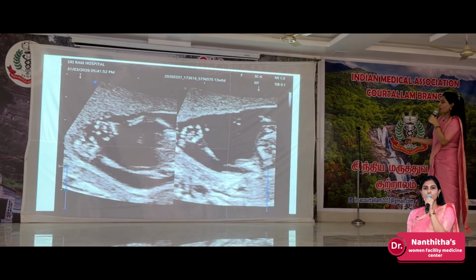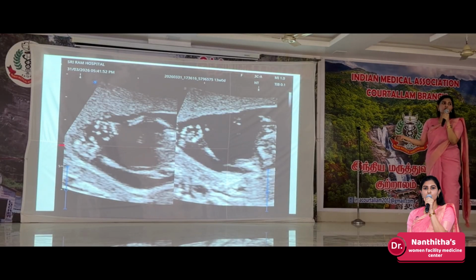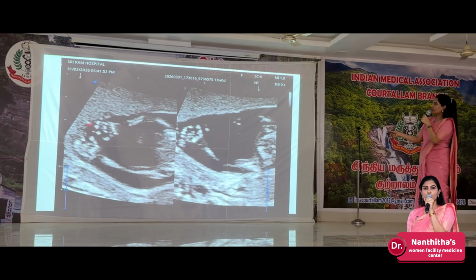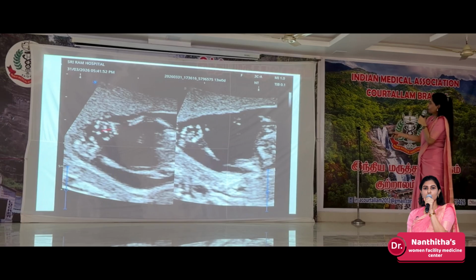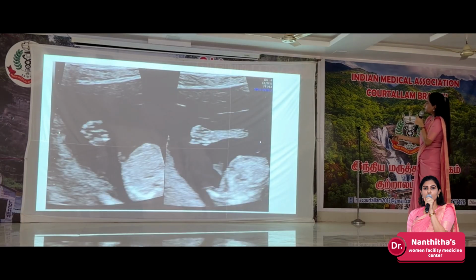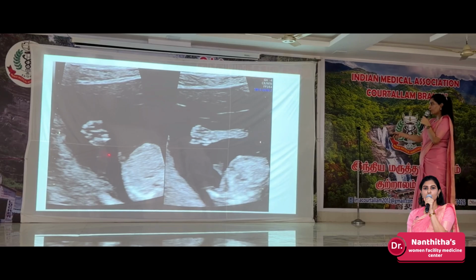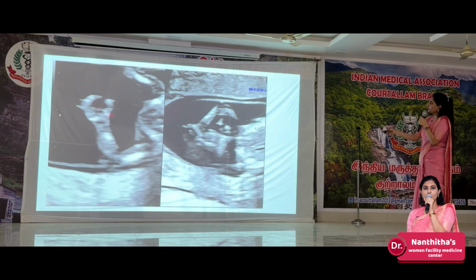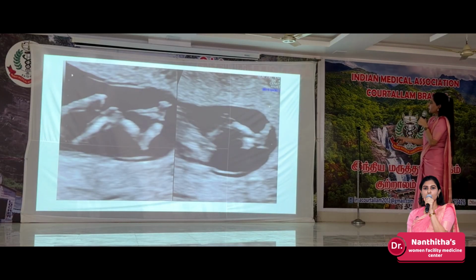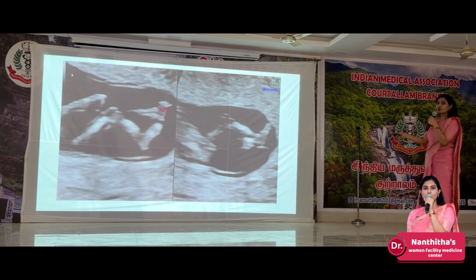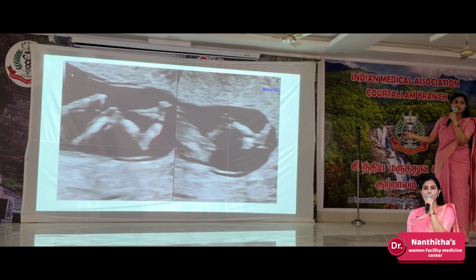Then document all three segments of both upper and lower limbs. In the first trimester, it is easy to take the open hands because they will be open most of the time. So, I have taken the open hands here. If you are not able to take the thumb, you can just rotate your probe to 90 degrees and you will get the thumb also. All three segments of the lower limb along with the foot angle: the leg and the foot should be facing right angles to each other.